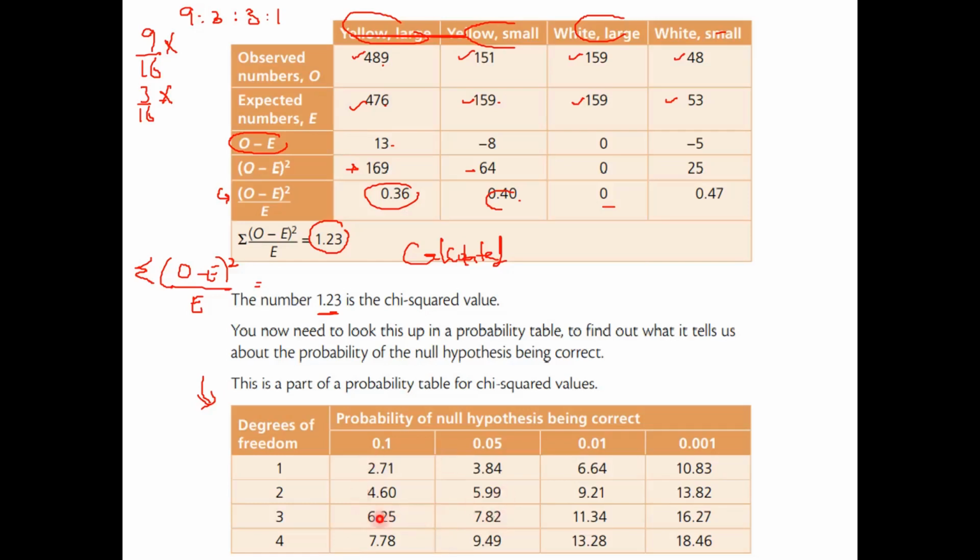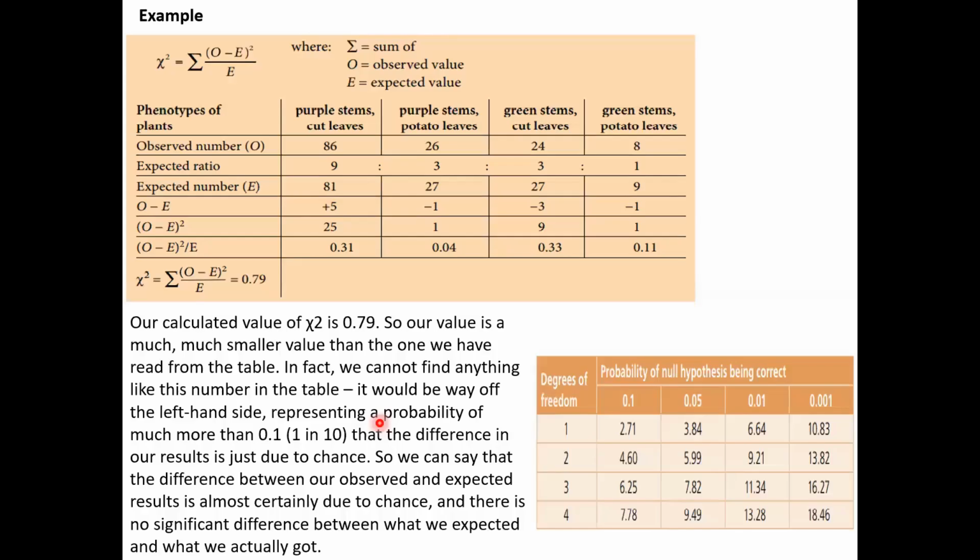In this case you're going to accept the null hypothesis. It means there is no significant difference between the expected and the observed results. No significant difference. I hope you understand now. So this is another example from the book.